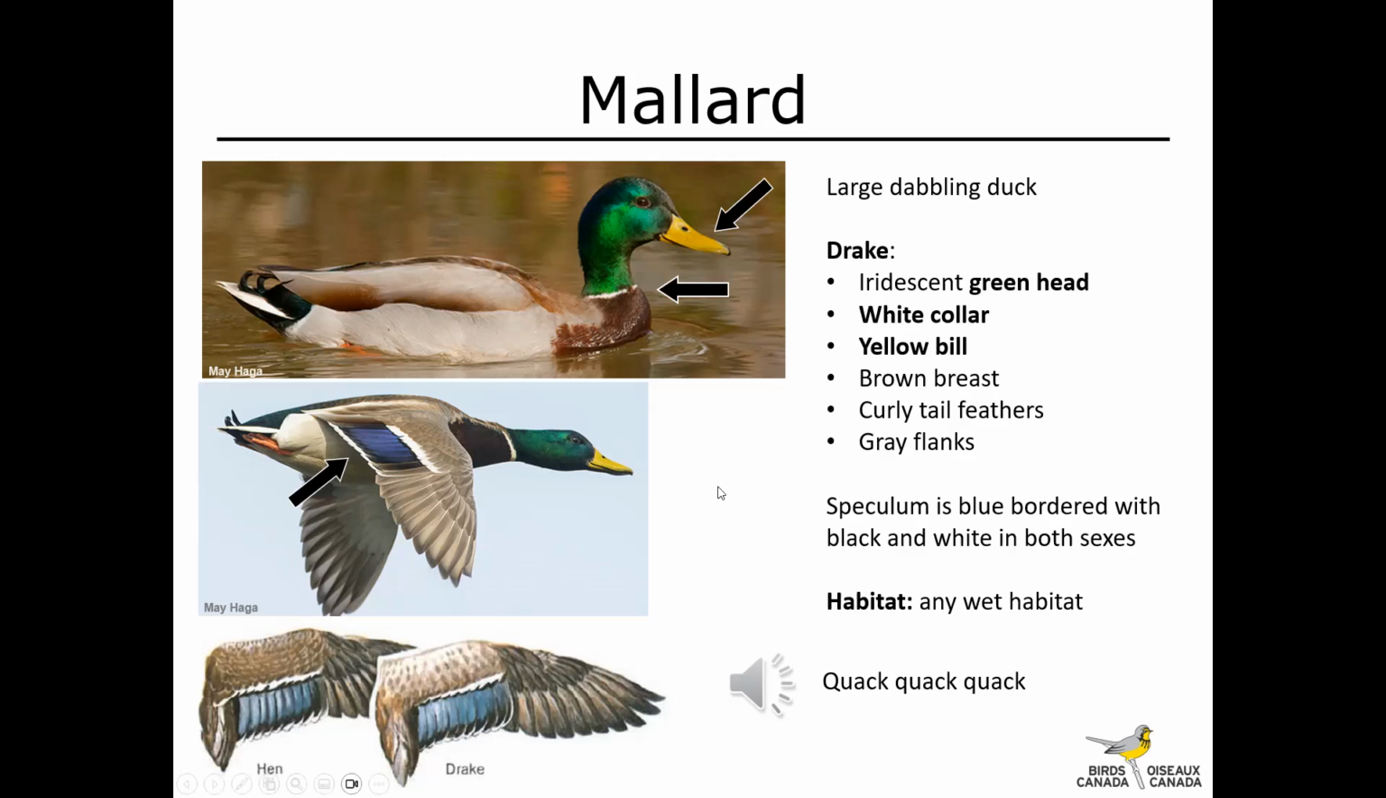They've got a really nice, gorgeous yellow bill and this kind of brown, chestnutty breast, gray flanks, and those curly tail feathers really stand out as a shape feature. You're not going to see these on other ducks, so those curls are quite lovely. The speculum is blue bordered with black and white in both sexes. So it's a little bit of iridescent blue, almost purpley in some lights, and bordered with white and black both above and below.